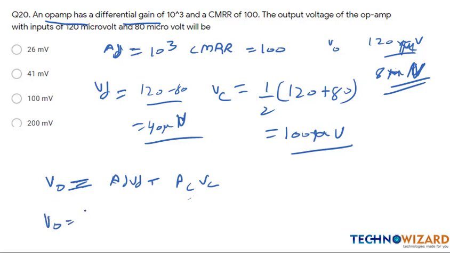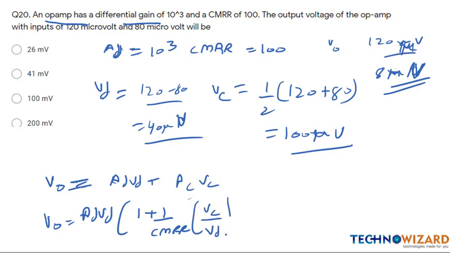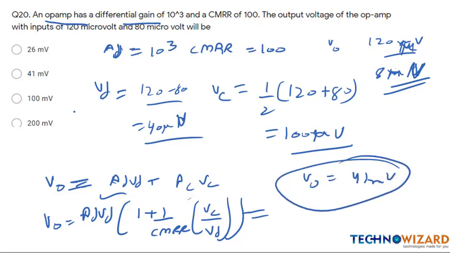V0 is equal to AD VD (1 plus 1 upon CMRR times Vc upon Vd). On putting all the values in this formula, you will get V0 is equal to 41 millivolt as the answer. Therefore, option B is the correct answer here.